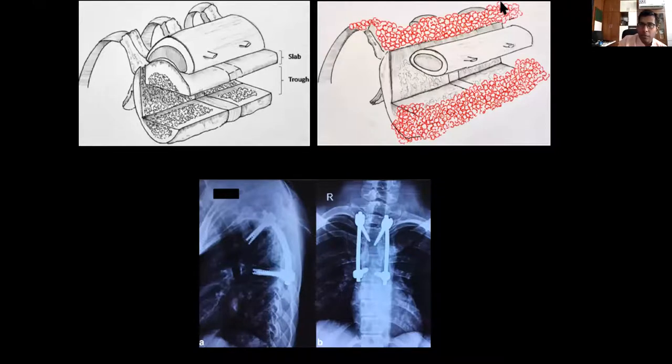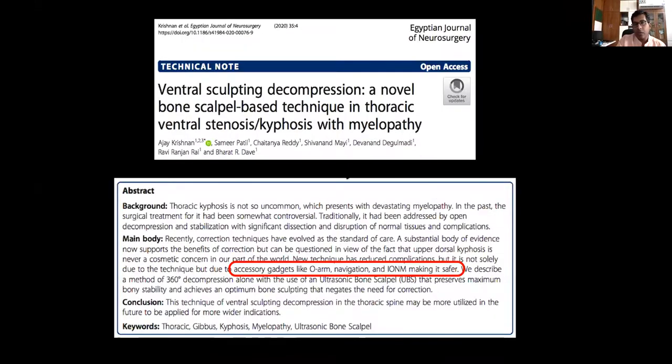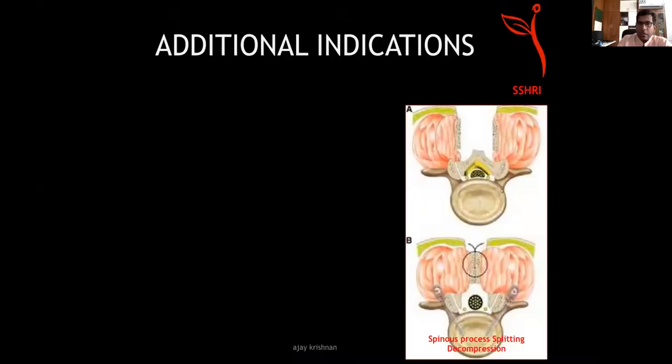And all the bone that is preserved is again used as a bed, because the more you remove, the less bone bed you are left with. That's why you need more screws. So I started using, say, 2-4 screws for single level fixation, and in these cases you are able to get away. This is already published, but this is with other technological advances, say O-arm navigation, IONM, everything is there.